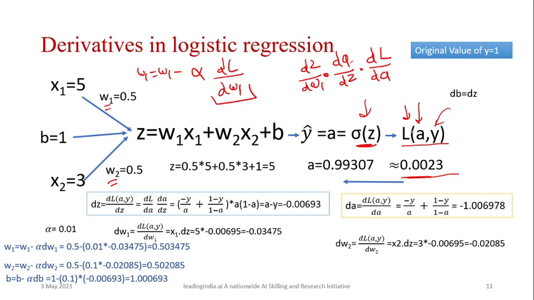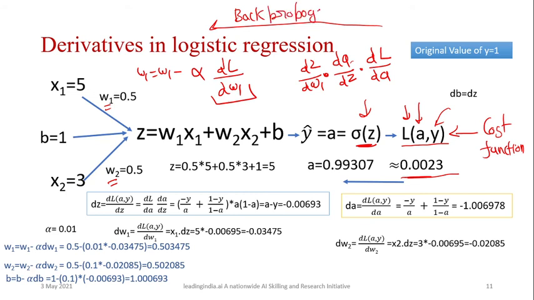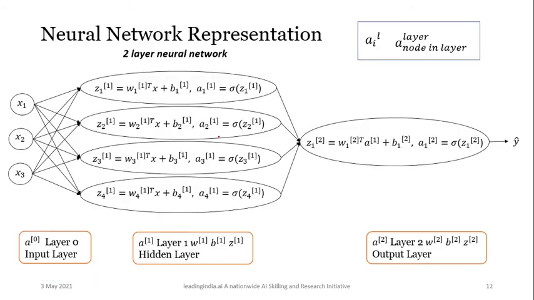Now you can ask, what is this L of A and y? This is your cost function. So you will compute the cost with respect to all the inputs, and based on that cost you will backtrack, and this entire process is known as back propagation. Right? With the help of back propagation, you are able to modify the W1 and W2 values.